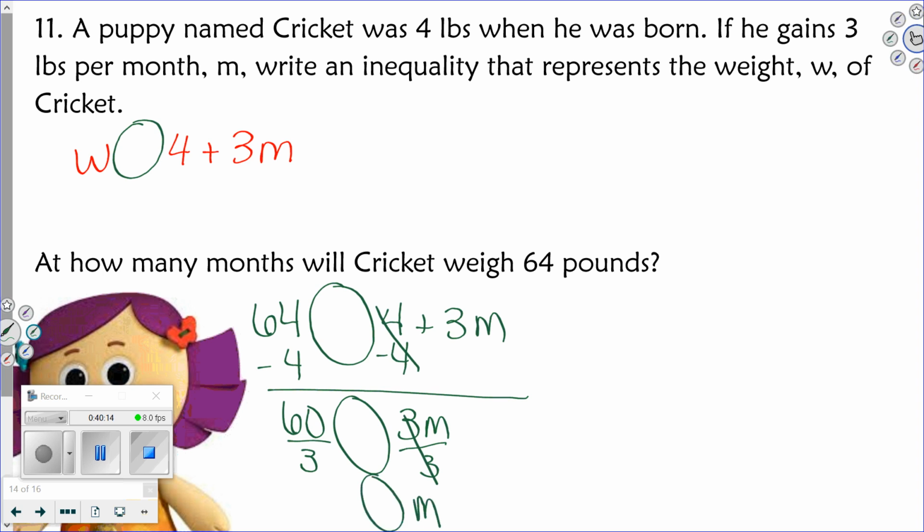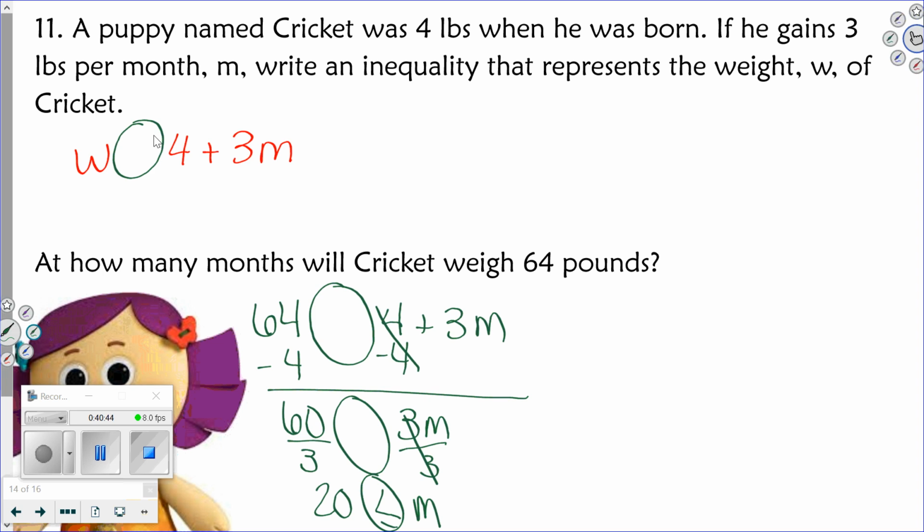M, I don't know. 20. So 20 is months. So do the months have to be greater than 20 or less than 20 for me to weigh the 64 pounds? It would have to be greater than or equal to 20.